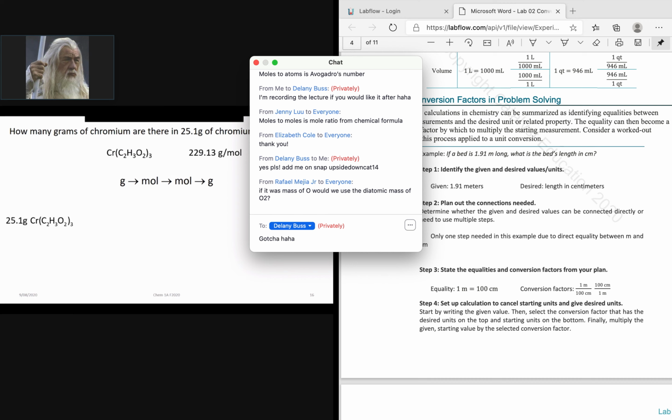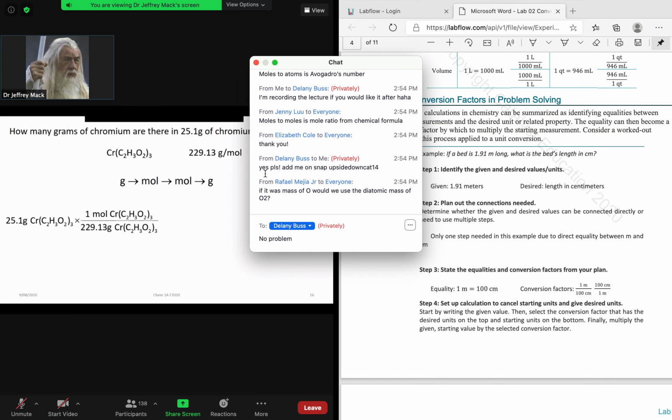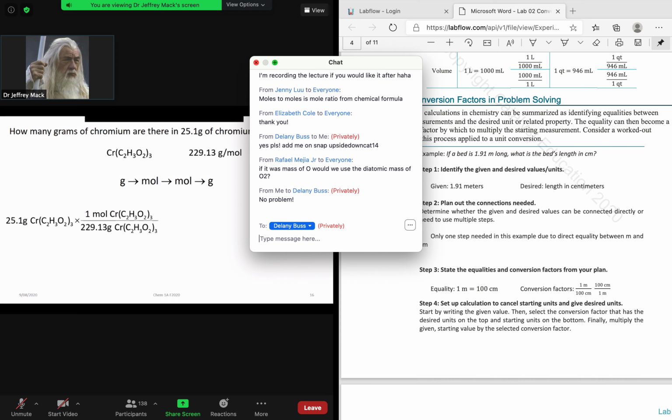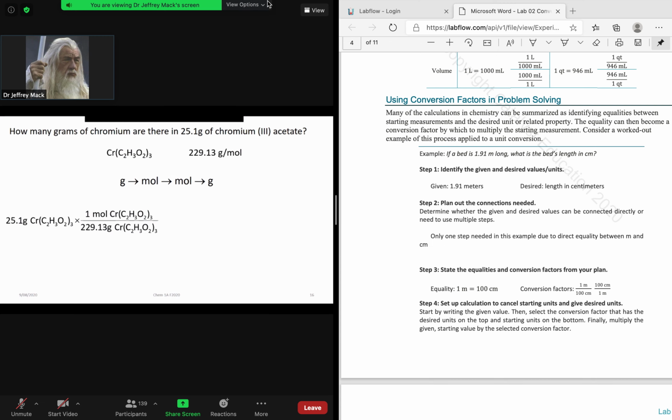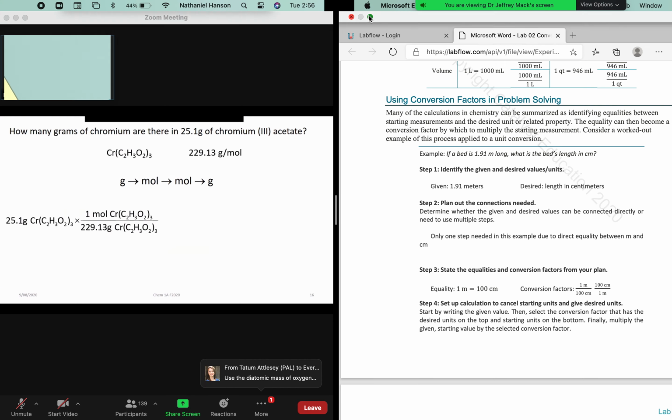So if you've got 25.1 grams of chromium 3 acetate and the molar mass says that there's 229.13 grams for every 1 mole, you can convert those grams into moles. I like doing this. I still do it this way. I've been in the front of the classroom teaching chemistry for over 25 years. When you come into my office, if you're looking at scratch paper while I'm working through problems, I write down my units. I don't like making mistakes, because if you try to do it without writing down your units, you can invert a conversion factor and you get a funky answer, okay?